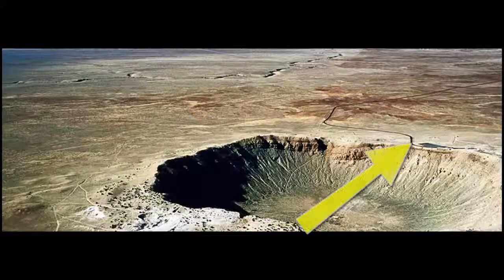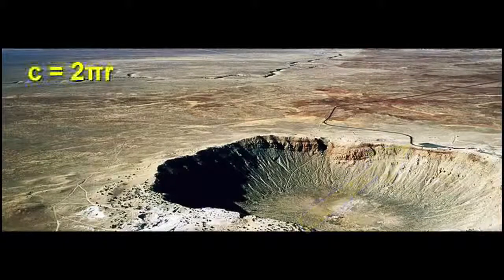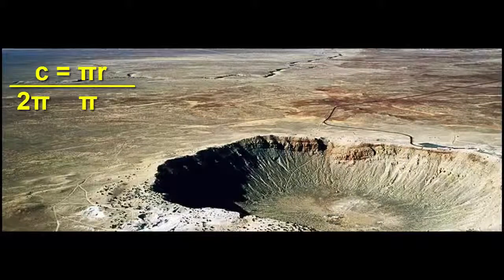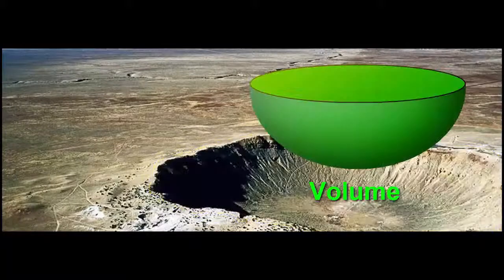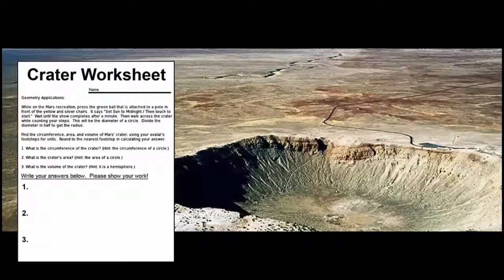Since Ben cannot technically walk across the meteor crater in a straight line to find the radius, he uses the circumference formula of a circle. Then he divides by 2. He then divides by pi, or roughly 3.14159, to get the radius. Ben uses this radius to find the answers to the area and volume of the crater, which is a hemisphere. He then turns in his worksheet to the teacher.